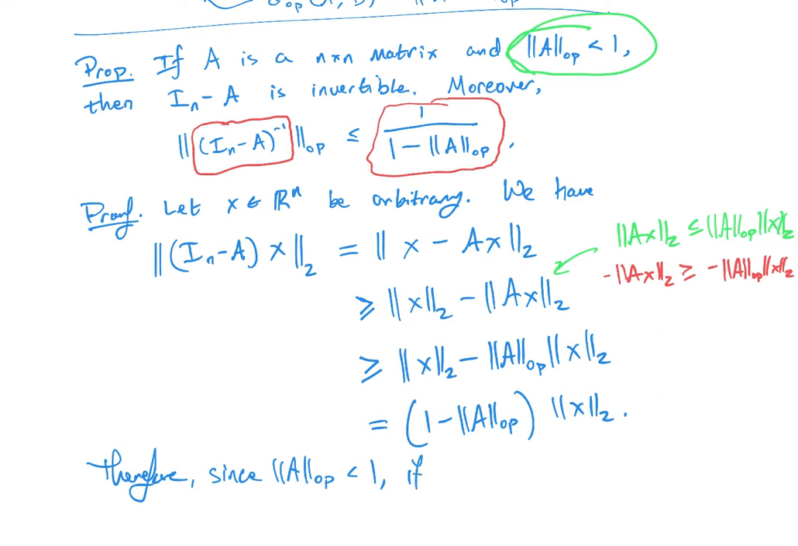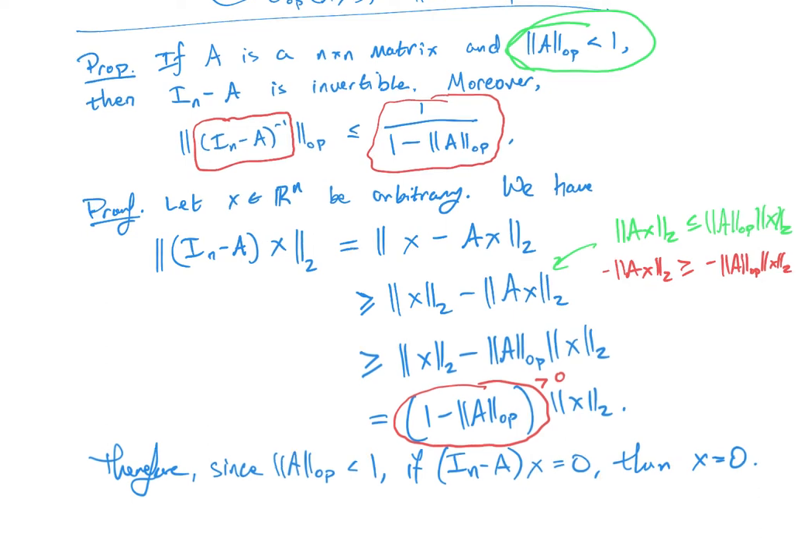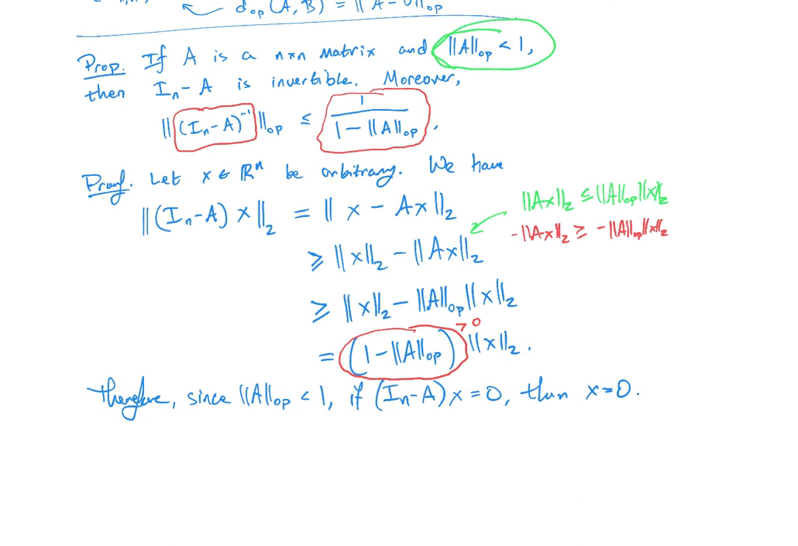Okay, what's our conclusion? If (I minus A) times x is 0, then x was 0 to start with. Okay, because the only way that thing could be 0 is if its 2 norm is 0. But we have a lower bound on the 2 norm, and this thing right here is positive. So that means we're invertible. That's the first half of the results.